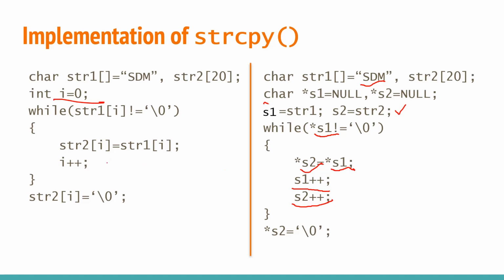You can see here, this is how I achieved it using array notation, by using i++. Now I am using increment notation. And after that, since I have modified the string str2, it is my responsibility to add backslash 0. This is how I am achieving it, by writing star s2 equal to backslash 0.